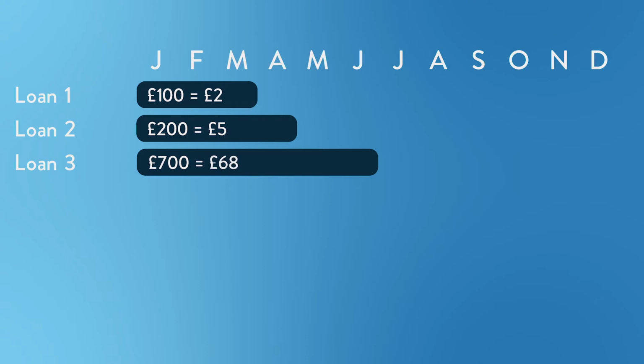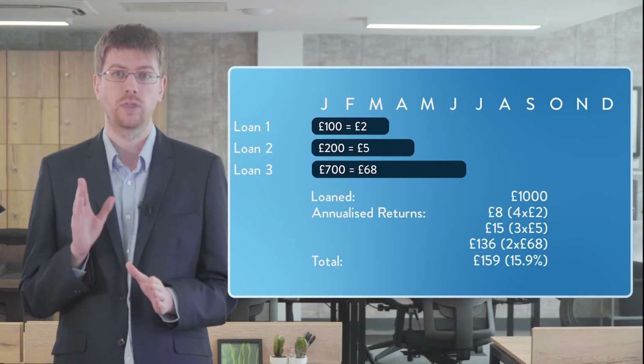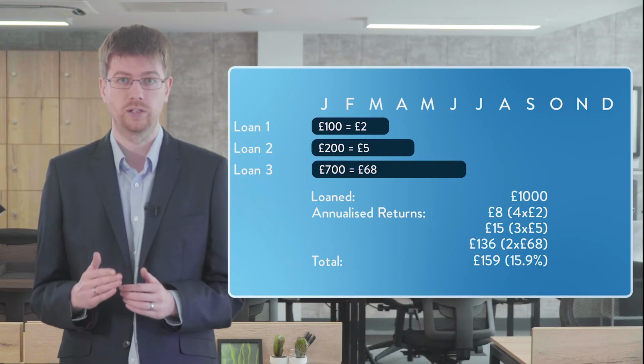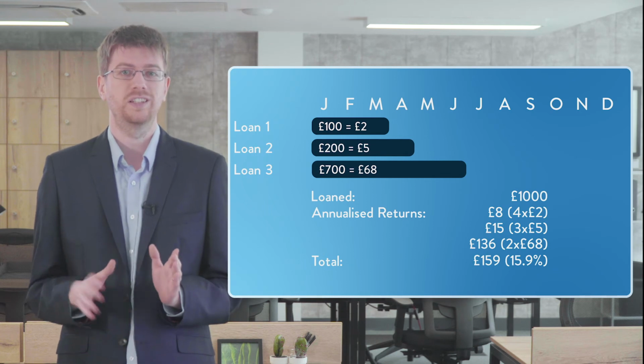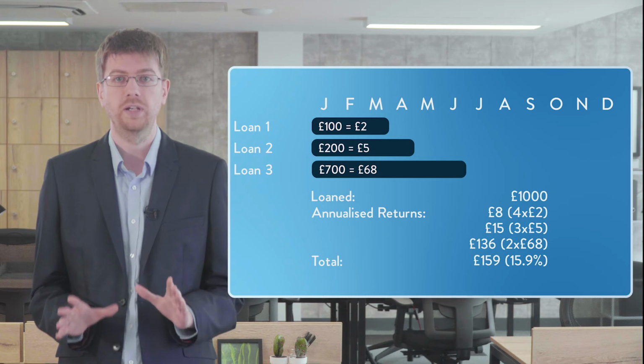At first glance, this could look straightforward. £1,000 loaned and the annualized returns would be £8, £15 and £136, giving a total of £159 for the year or a 15.9% net return. This figure would only apply if you had all 3 loans at once and then only for the 3 months of all 3 loans paying out. If we were looking at this at the end of the year, we can see that these were the only loans we made that year.